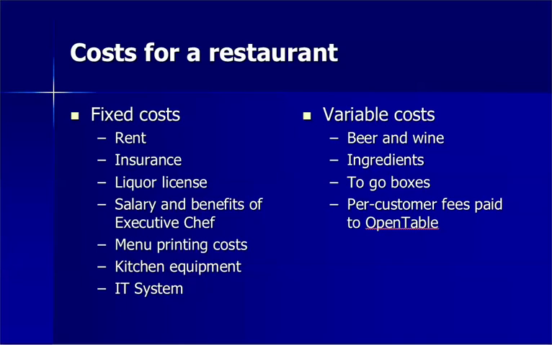Variable costs, by contrast, would be the beer and wine that they sell, the ingredients that go into making the food, to-go boxes that they give customers for takeaway, and perhaps any per customer fees that they pay to reservation takers like OpenTable.